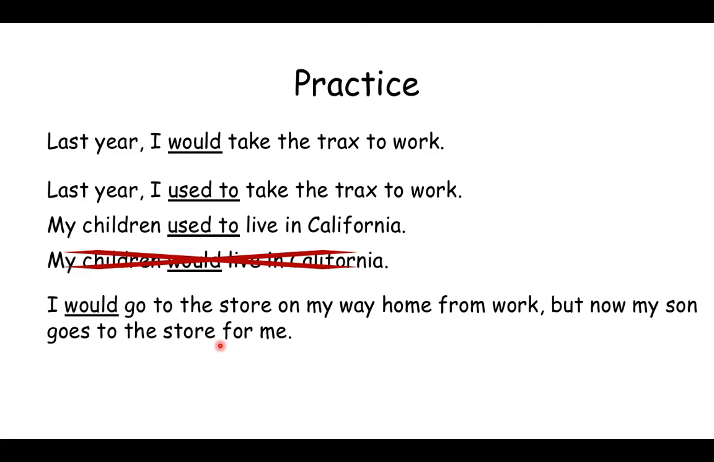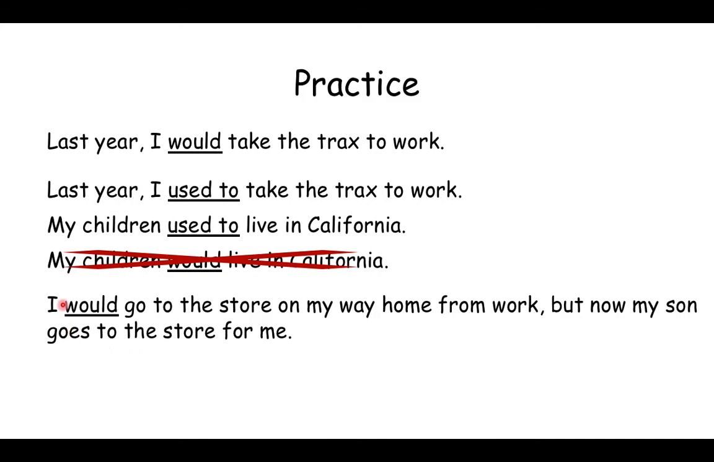If you said, "I went to the store on my way home from work, but now my son goes to the store for me," it doesn't really make a lot of sense in English. When you say "I went to the store on my way home from work," "I went" is past tense, but it doesn't really say how often you would go to the store on your way home from work. And "I went" could also mean I went today, like earlier.